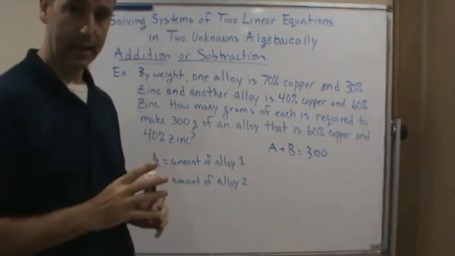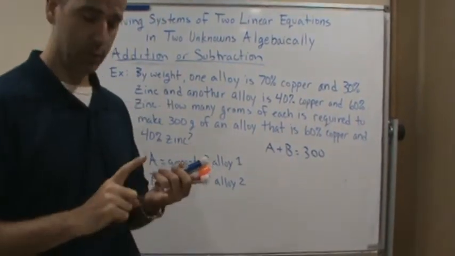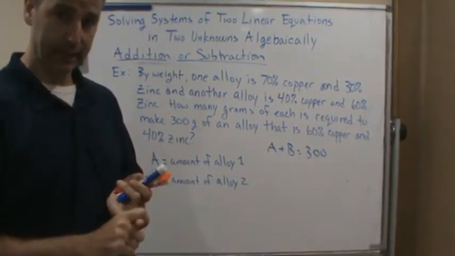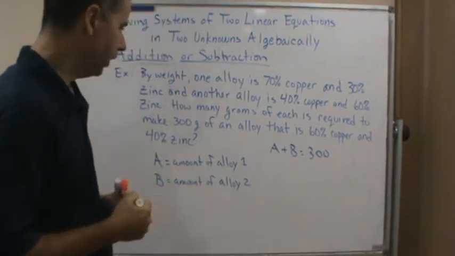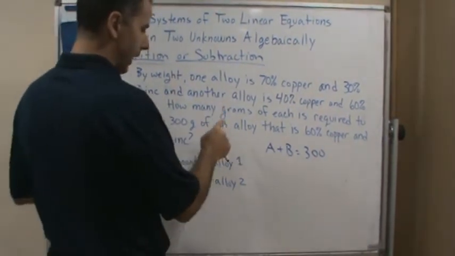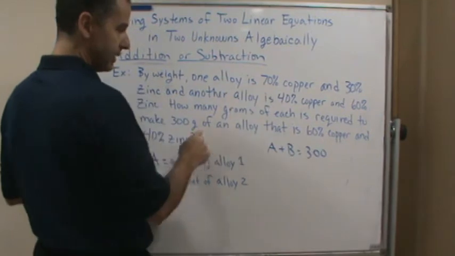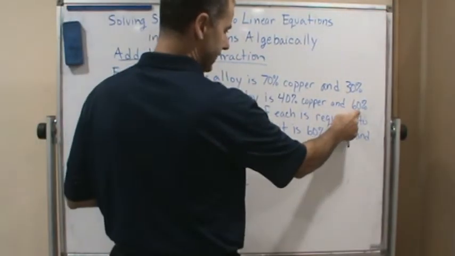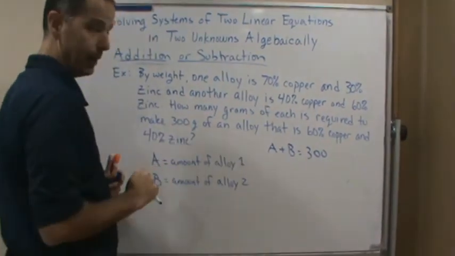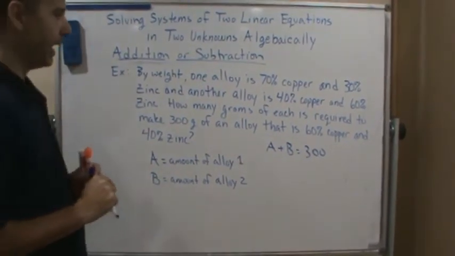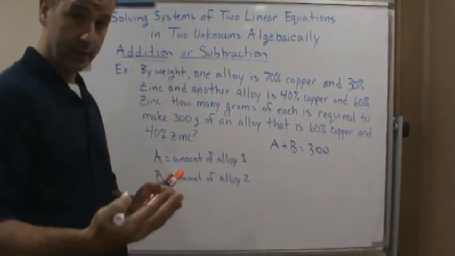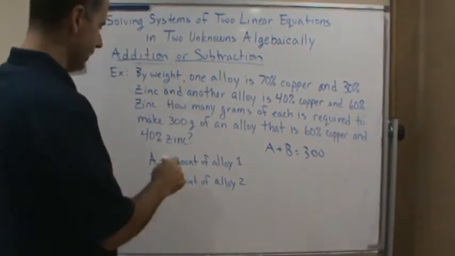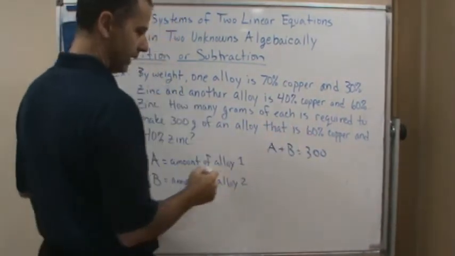Now, going back to what I was saying, we can approach this from the perspective of looking at the amount of copper in each or the amount of zinc. So if we look at the amount of copper, well, alloy 1 is 70% copper, alloy 2 is 40% copper, and the resulting alloy, the 300 grams, needs to be 60% copper.